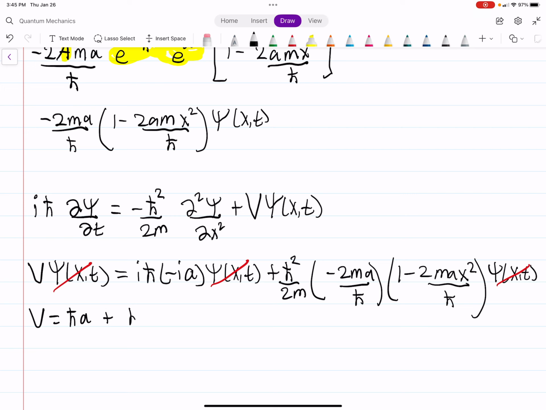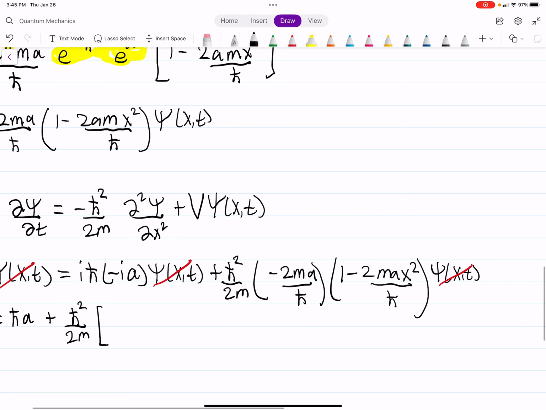Plus h bar squared over 2m times, let's go ahead and distribute minus 2m a over h bar plus 4m squared a x squared, a squared over h bar squared. Just making sure I did that correctly. 4m squared a squared. Yep.